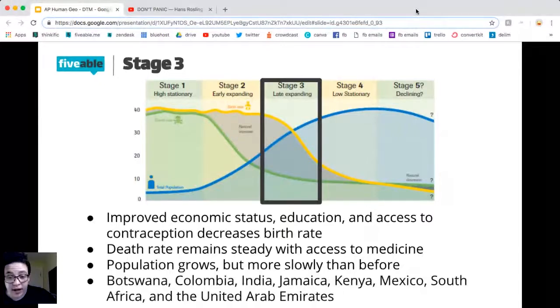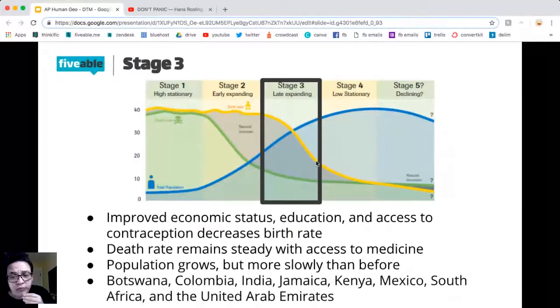Because of that, in stage 3 you can see the yellow line is now decreasing. The death rate is declining a bit, but not as much. It's kind of leveling off, because they still have access to medicine, and even better medicine. Then the birth rate will just totally fall because of opportunities. That's the key. If you remember one thing from the DTM, it's that the birth rate, opportunities, education, and medicine are all connected.